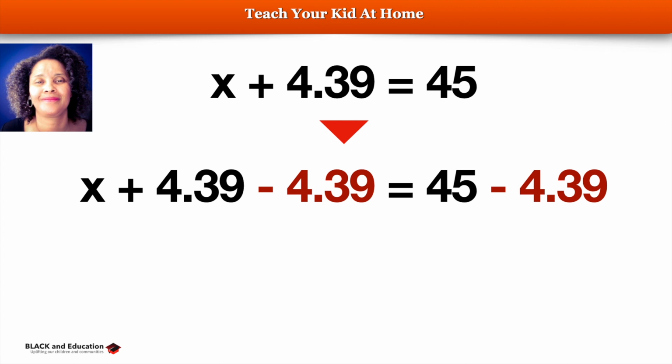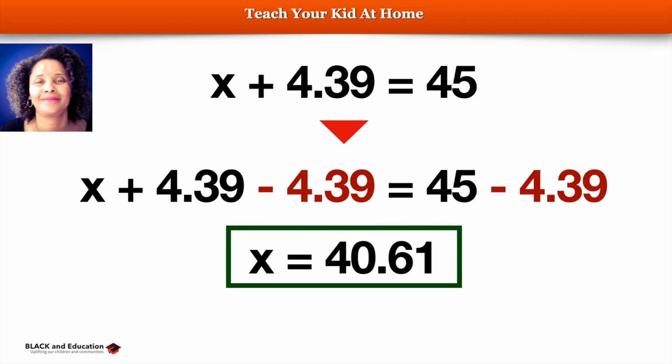So if I have x plus 4.39 and minus 4.39, it's going to negate it on the left side. And on the right side, what I'm going to be left with is 40.61. So I'll just be left with x on the left side and the answer 40.61 on the right side once I subtract 4.39 from 45.